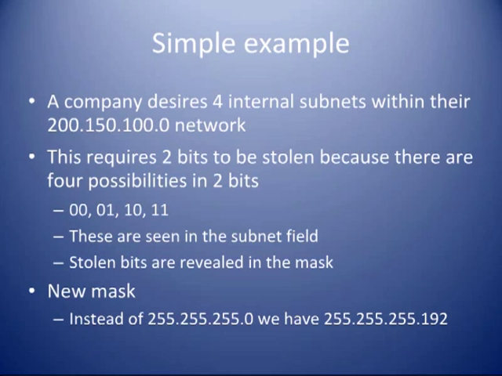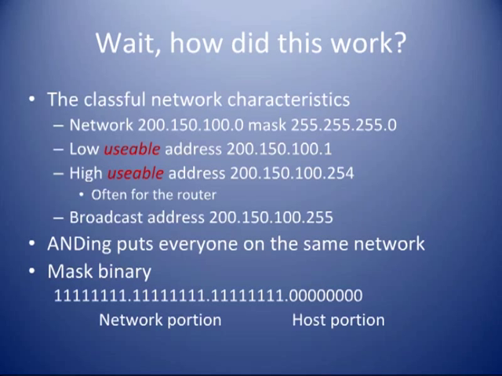All right. Now hold on a second. How did I do this? Remember that we started off with our classful network. We've got the low usable and the high usable, and the high usable is often for the router. I'm just going to mention this now because we'll revisit it later: when we say we've got 256 possible, 254 usable, it's actually 253 because you've got to assign one of those to a router. Whether you assign addresses high or low in the range is entirely a local convention. And then there's our broadcast, and of course there's our mask. And all of these addresses, when we do that ANDing, all wind up on the same network, 200, 150, 100.0.